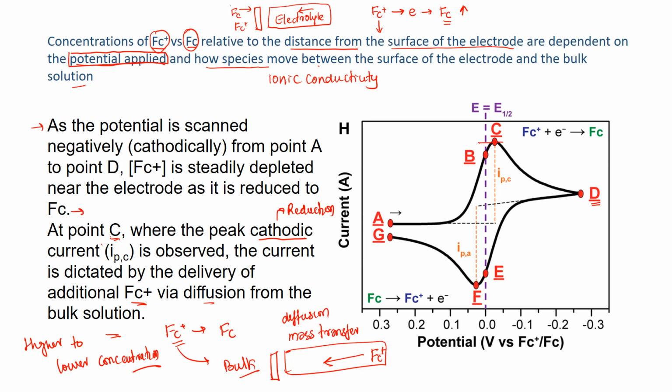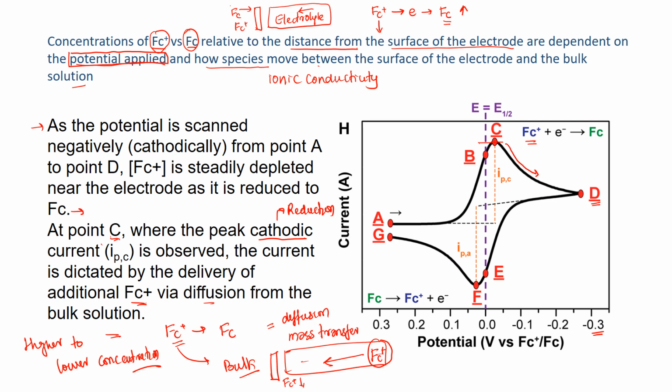That is, here there will be more concentration of Fc plus. Here near the electrode, Fc plus is reduced. So here is higher concentration to lower concentration. This mass transfer mainly occurs due to diffusion. Now further, when you increase the potential to 0.3, there is a reduction in current. Even though there are Fc plus ions present, there is a reduction in current.